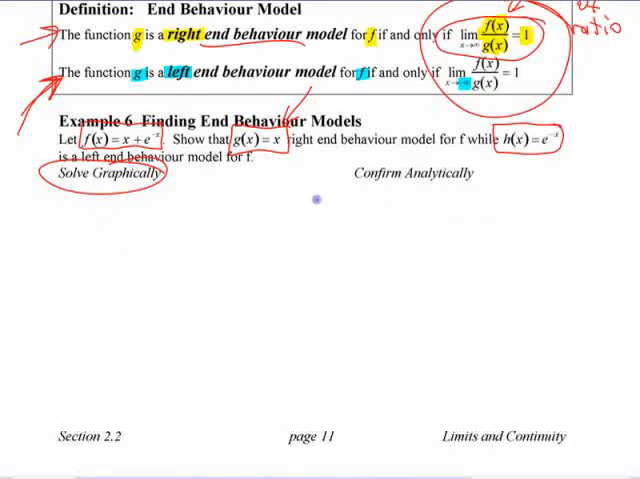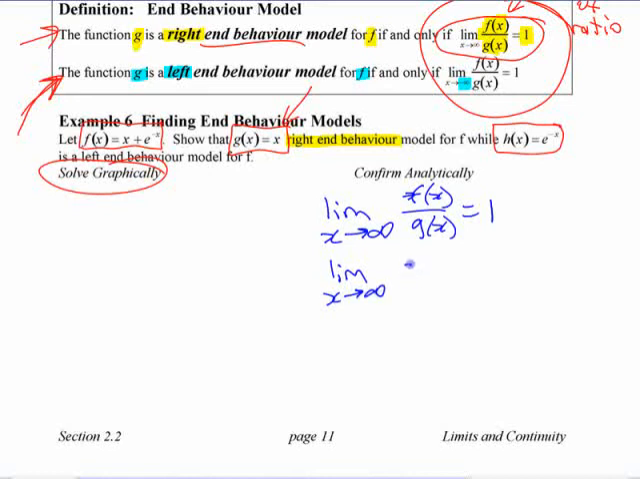If you want to show this analytically, let's do this quickly here. The limit as x approaches infinity. If we want to show that this is a right end behavior model, you have to show the limit as x approaches infinity of f of x over g of x equals 1. Or in other words, limit as x approaches infinity of x plus e to the negative x over x equals 1.